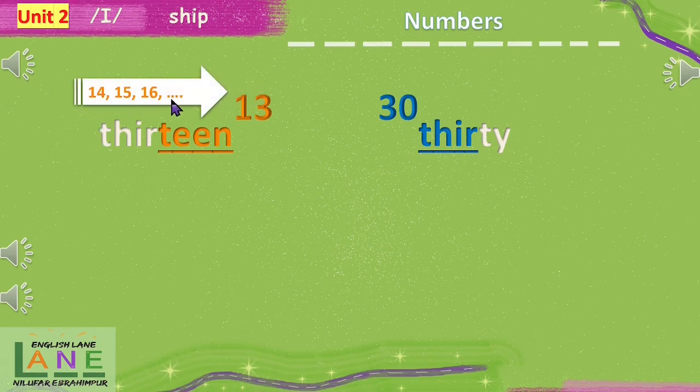For these numbers that end in teen, the stress goes on the second syllable. And for those that end in T, these numbers, stress goes here on the first and not T.